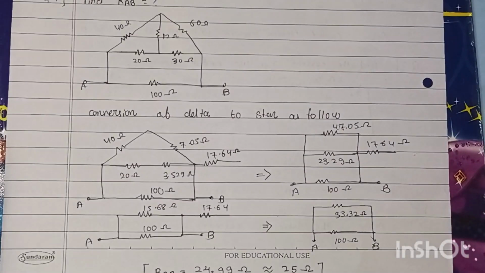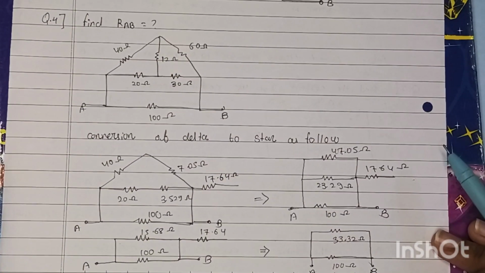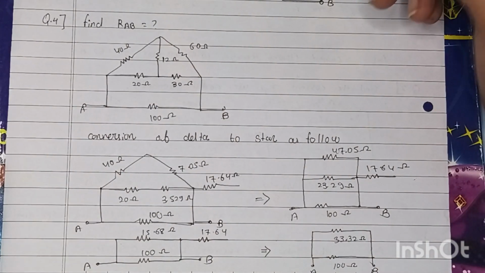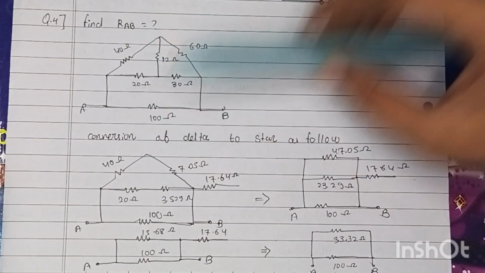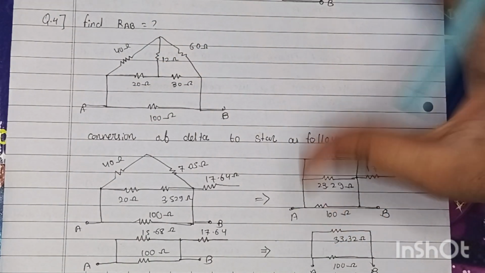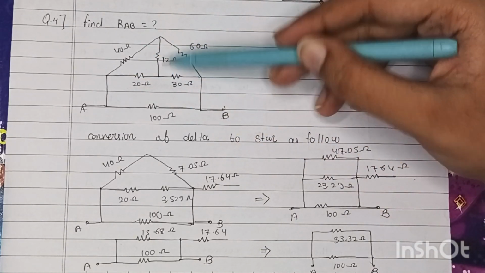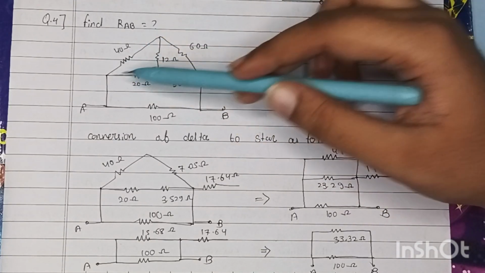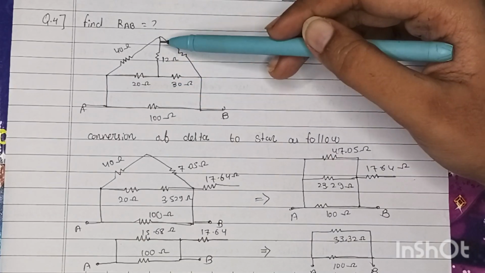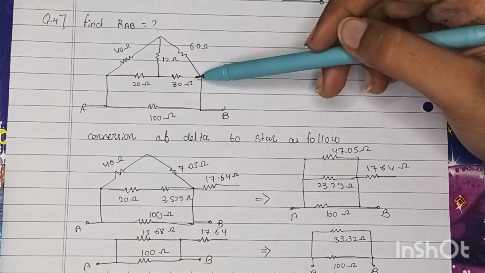Okay, so this is your question number 4. What they have asked in that, find RAB. You have to find the resistance between A and B. It means you have to sort out this whole network. So first of all, you can see over here there is a delta. You can assume this also, this also. So I have assumed this. So this is a delta.